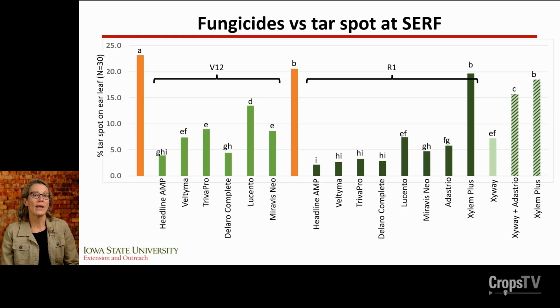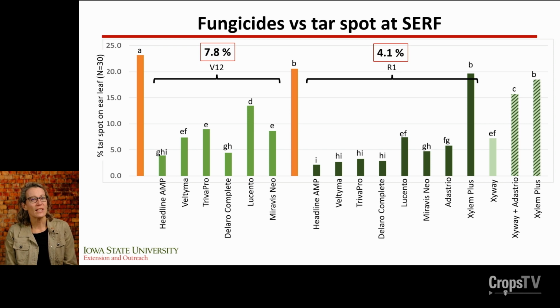So what we have here on the vertical axis is the percent tar spot on the ear leaf. I have all the fungicide products along the bottom there. The orange bars are giving you the controls. And then you can see the light green bars are for that V12 application, and the dark green bars are for the R1 applications. So this would be tar spot. You can see we had pretty good disease severity in our controls, greater than 20%. And all fungicides reduced tar spot, whether they were applied at V12 or at R1.